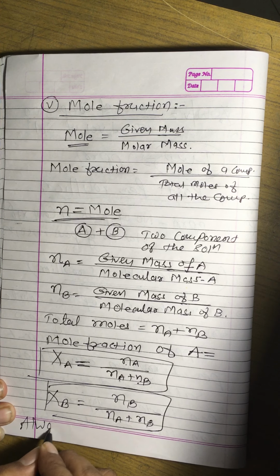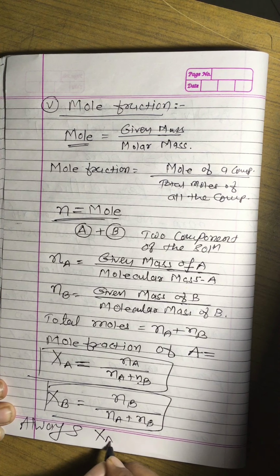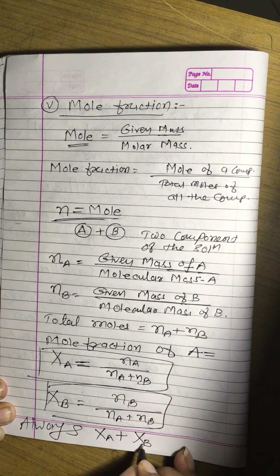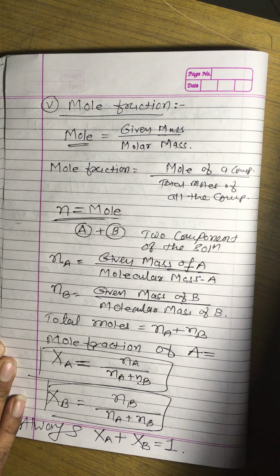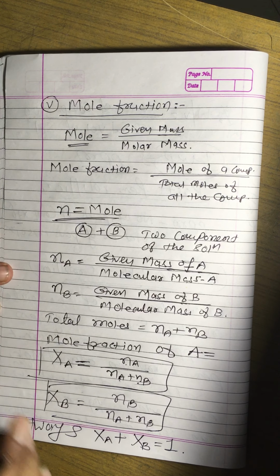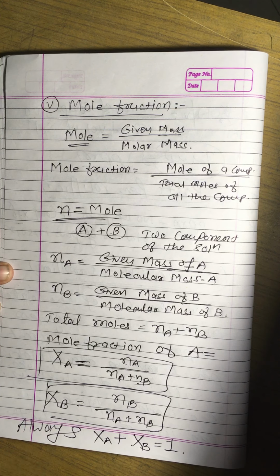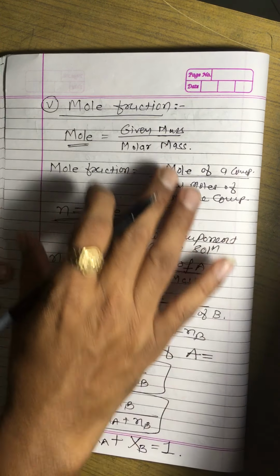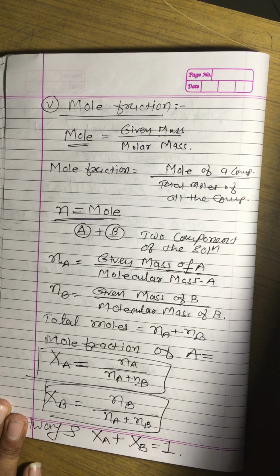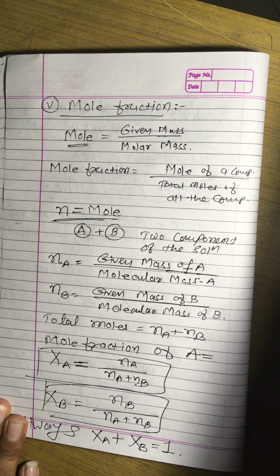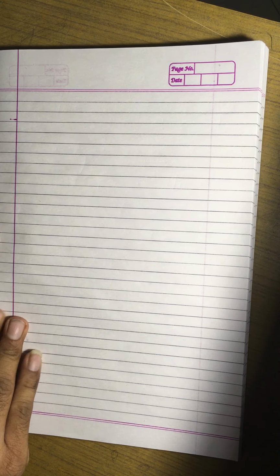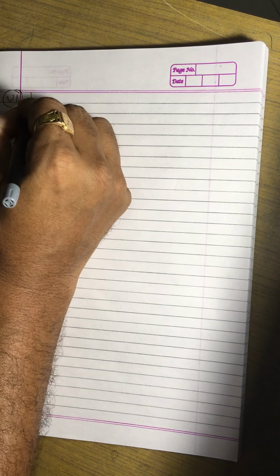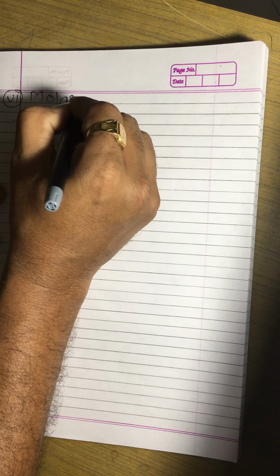Always remember, for any solution, Xa plus Xb, meaning the total mole fraction, whether for two or any number of components, will always be 1, never less than 1 and never more than 1. So this is the common explanation of mole fraction. I think you got it. Next, number 6, that is molarity.